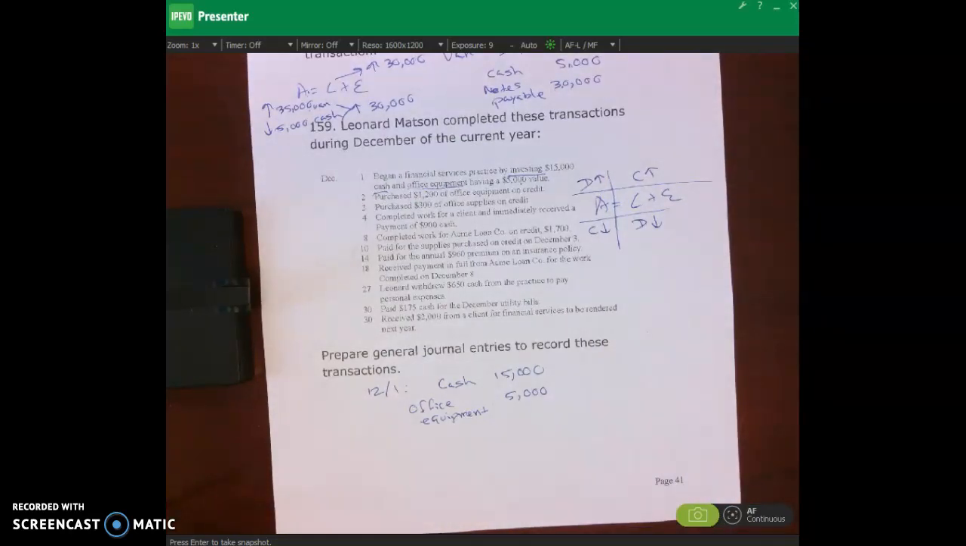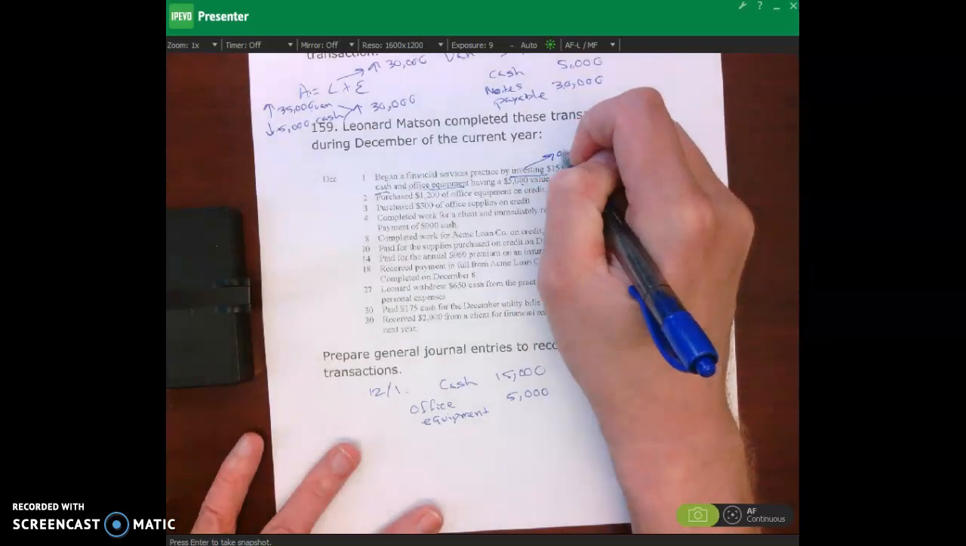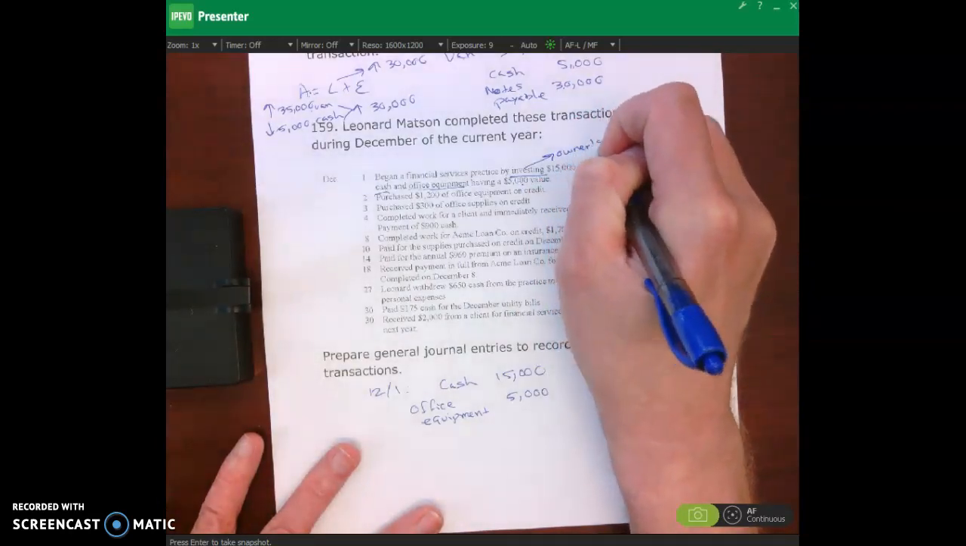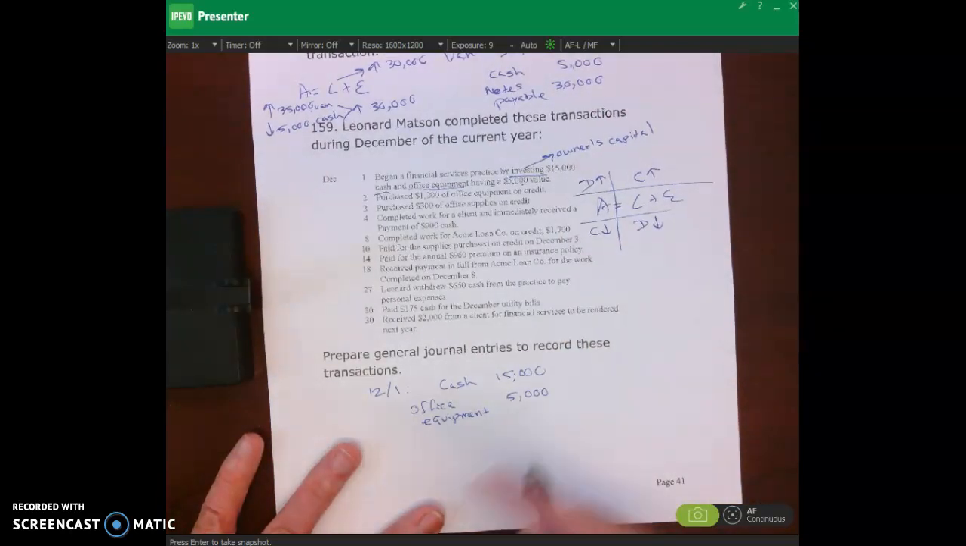Now we know that debits have to equal credits, so I'm missing a credit. I have to credit something. What do I credit? Well, look at the key term, investing. That means owner's capital. That's what that's telling you. So where do we put owner's capital?